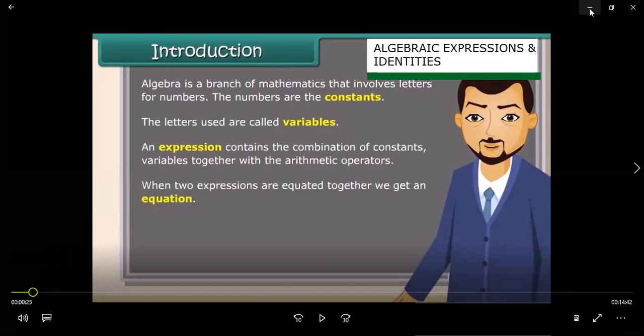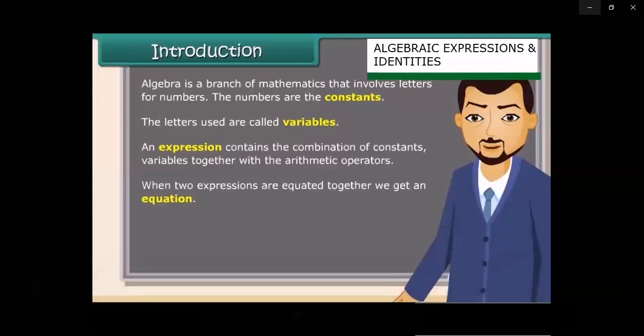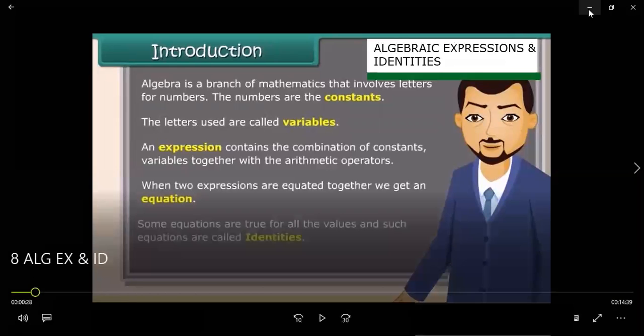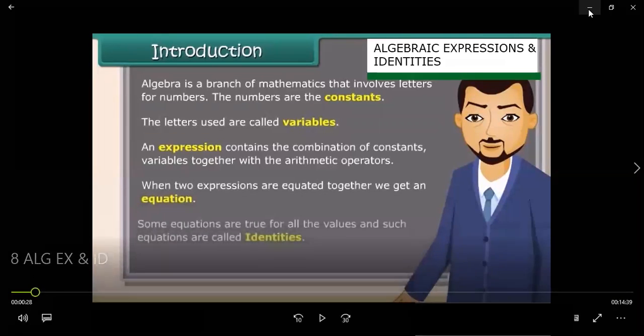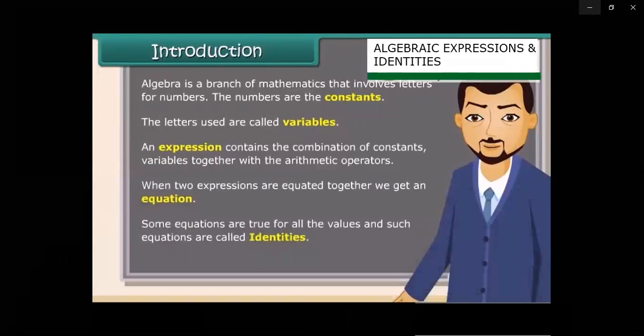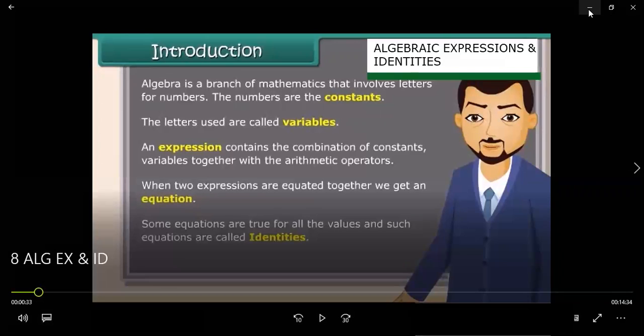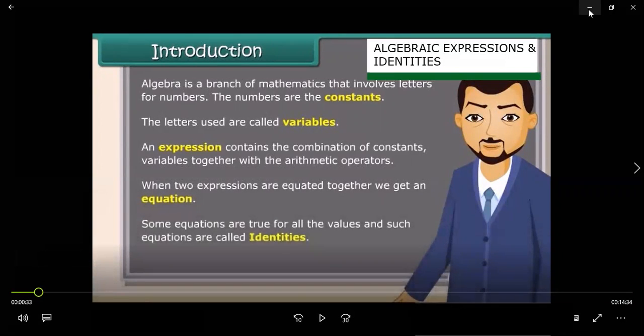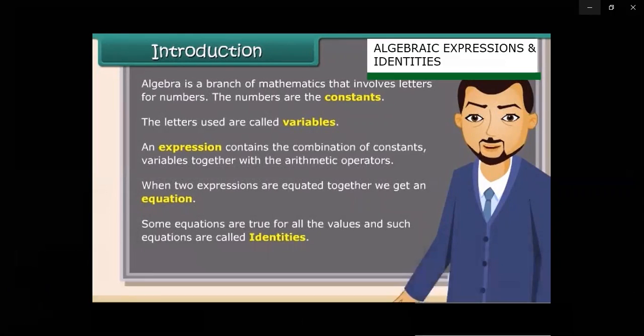Then next is equation. When two expressions are equated together, we get an equation, right? All these things maybe you have studied and learned in your previous class, so just a quick review of that. Next, some equations are true for all the values, and such equations are called identities. Such equations are true for all the values of variables included in that equation, so they are called identities.